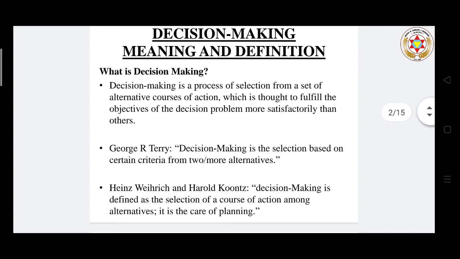There's a last definition by Heinz Weihrich and Harold Koontz, which says decision making is defined as a selection of a course of action among alternatives. It is the core of planning.